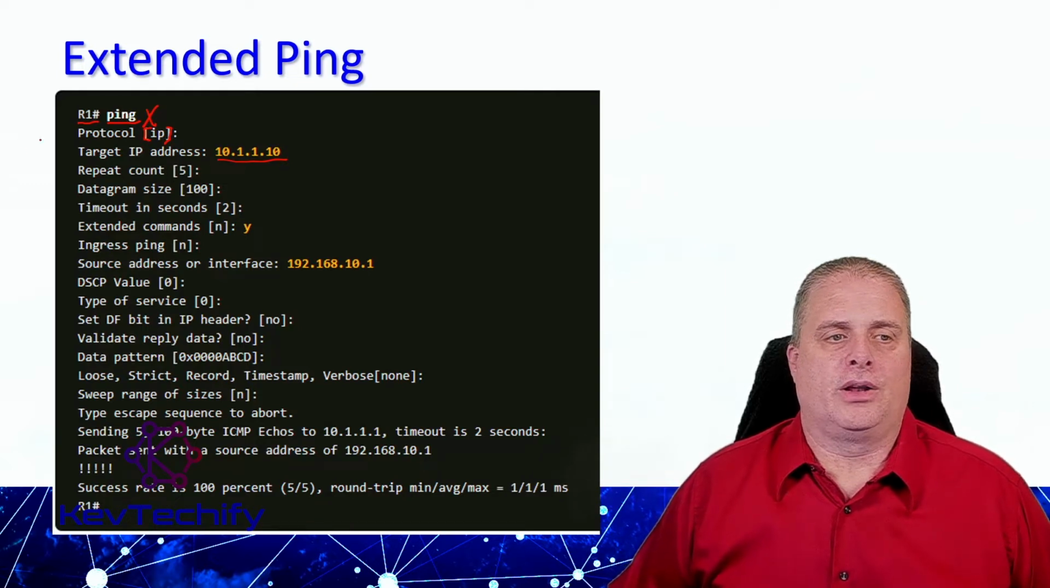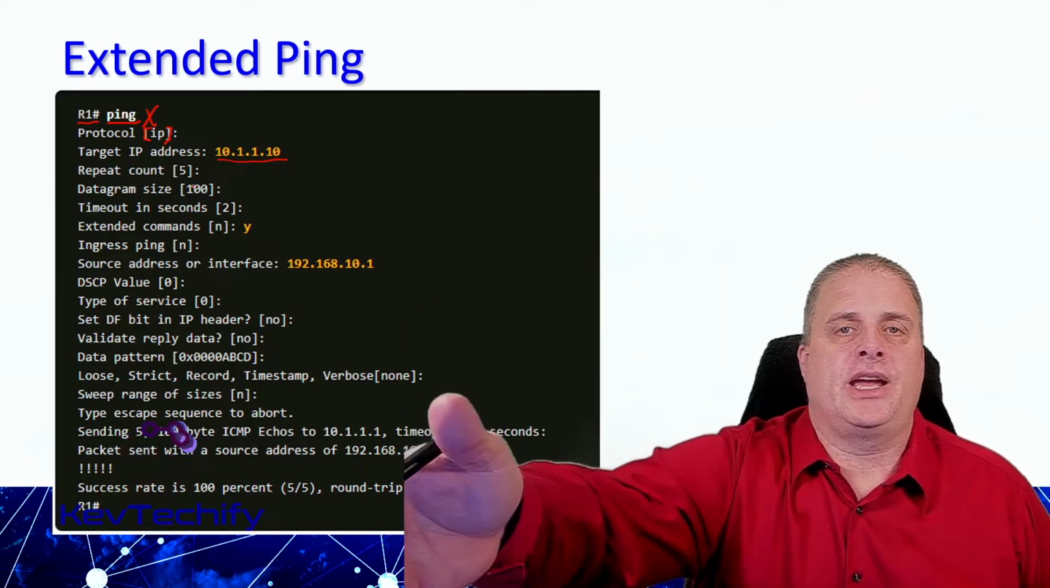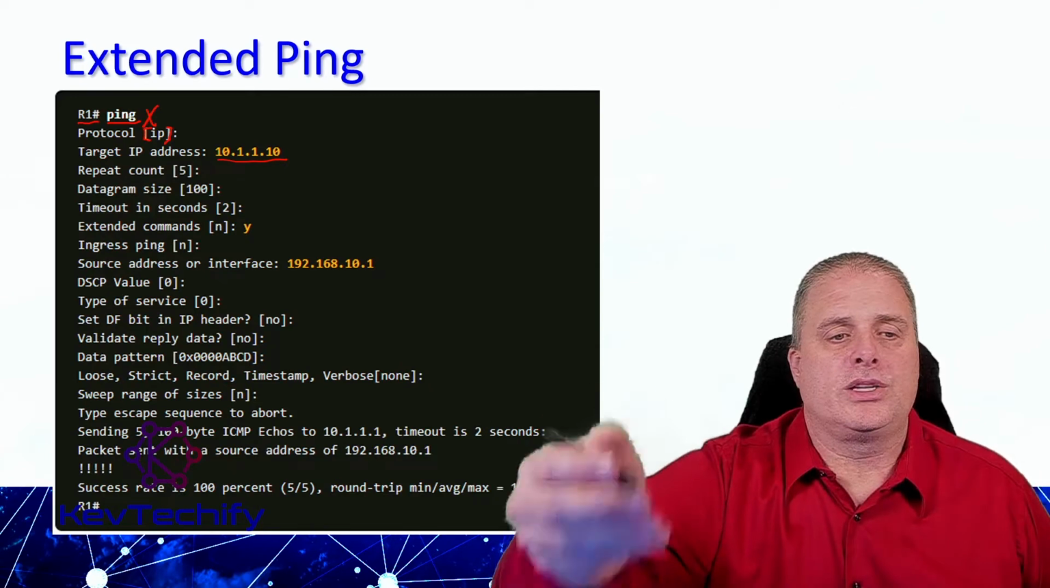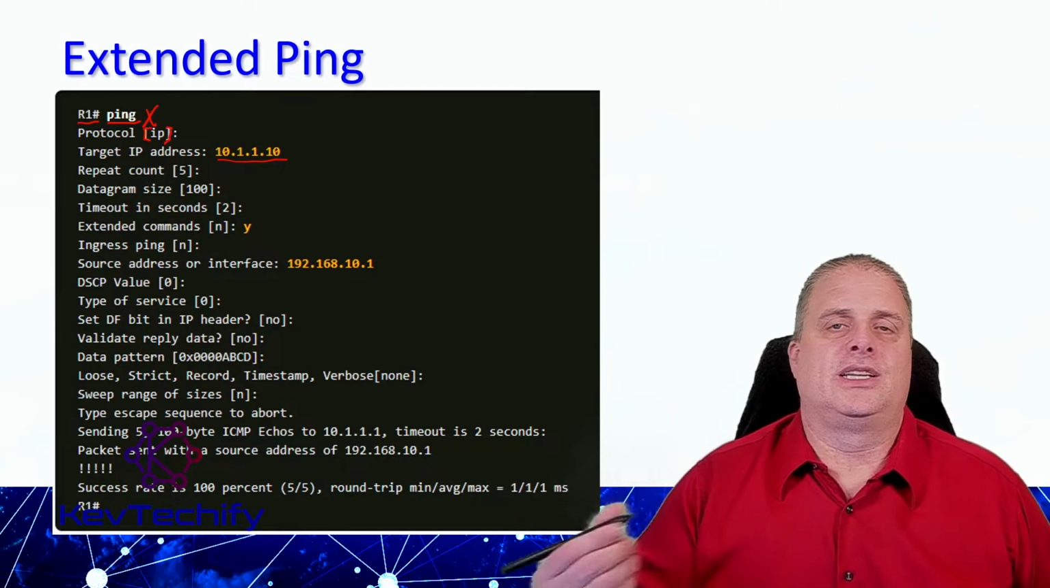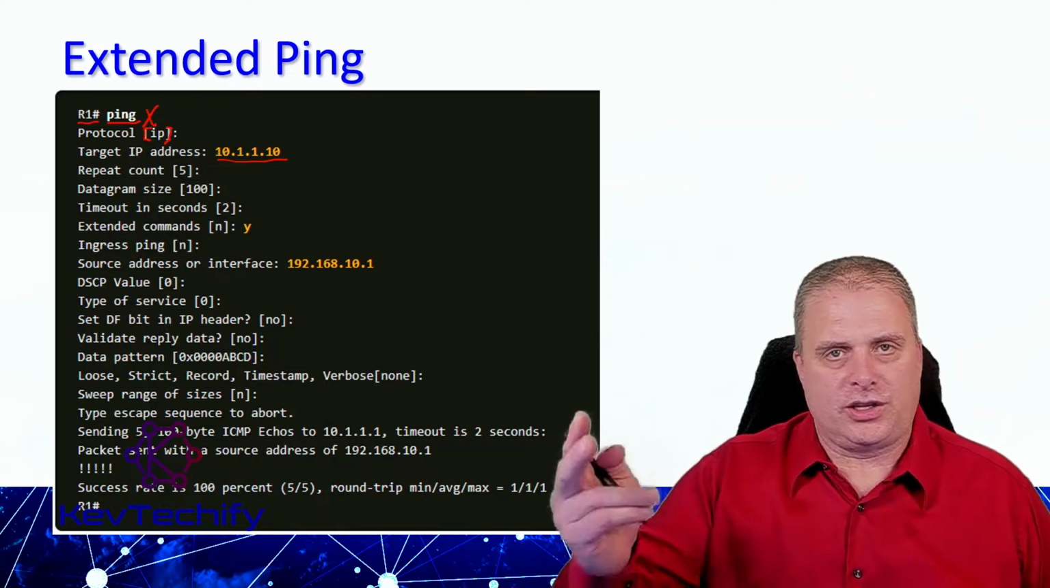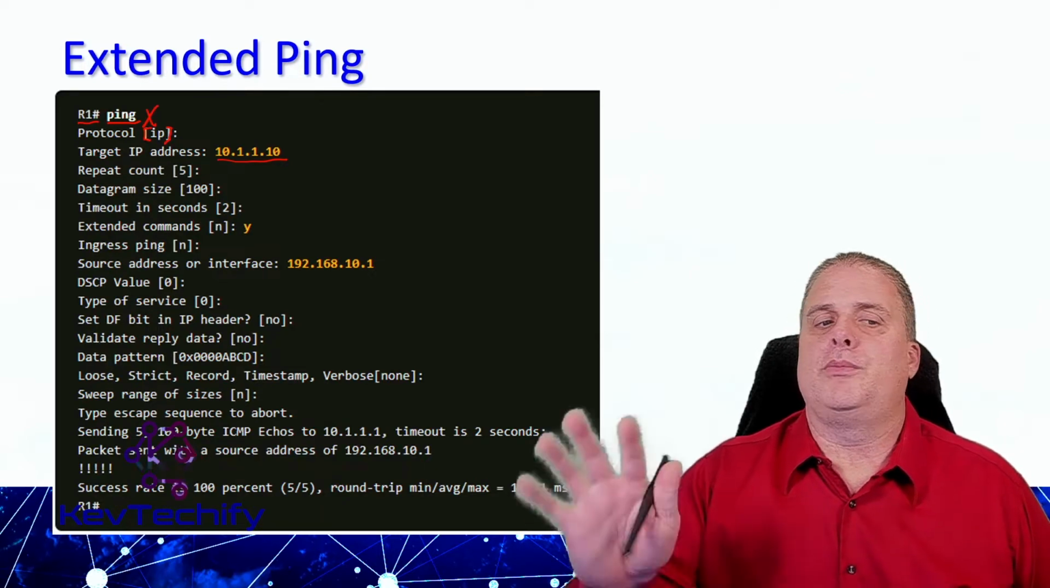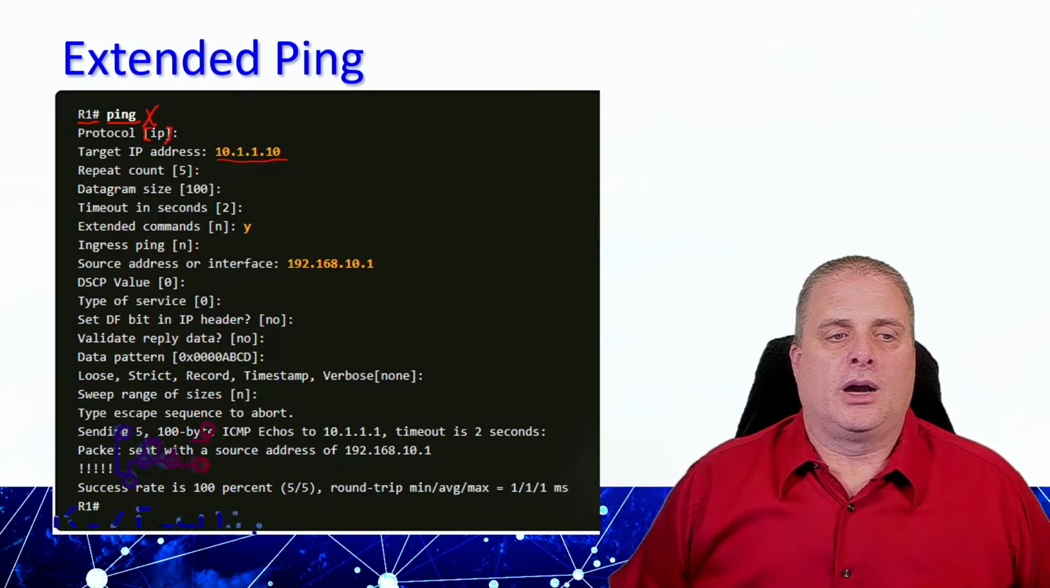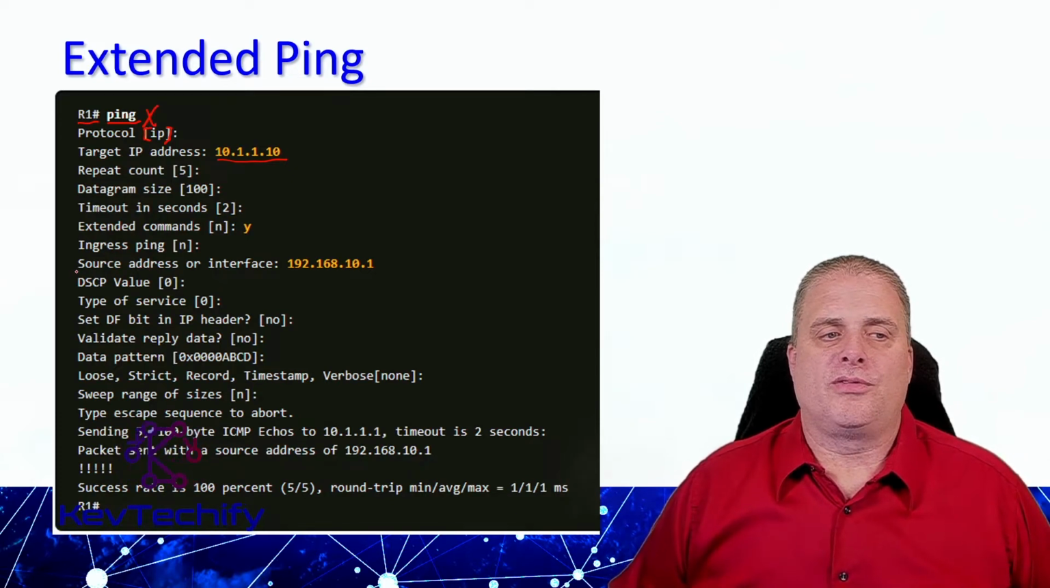What's the repeat count? If you want to send just one or you want to send 100, go ahead and change that. How big is that piece of data we're going to send with the echo request, with our echo reply? How long is the timeout? Maybe you know that there's a lot of congestion on your network. That 2-second timeout is not long enough. Maybe you want 5 seconds. Coming down here, this is where the fun part is.